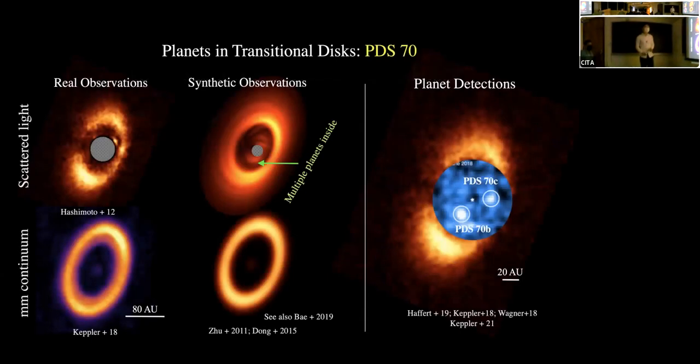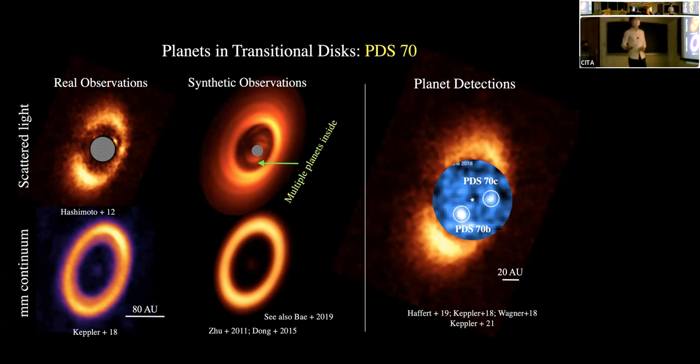And the best example of them would be the PDS-70 system. The two left panels show the scattered light image and millimeter continuum observation of the disk around PDS-70. We see a large cavity, 16 AU in radius. Such cavities have long been argued to be opened by multiple giant planets. So they're essentially common gaps of planets. The two middle panels show the synthetic images of those common gaps, which look very similar to the real observations.